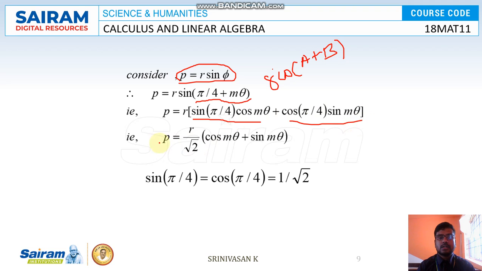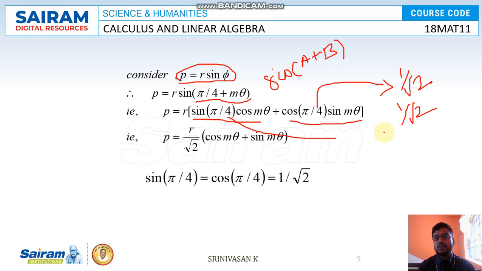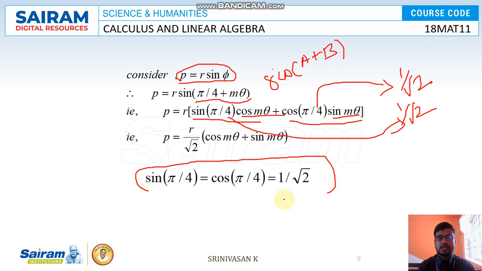So that is p equal to, what is the sin pi by 4 value? That is 1 by root 2. And what is the cos pi by 4 value? That is also 1 by root 2. So both answers are 1 by root 2. So p equal to, taking 1 by root 2 outside, we will get r divided by root 2. The remaining terms are cos m theta and sin m theta.